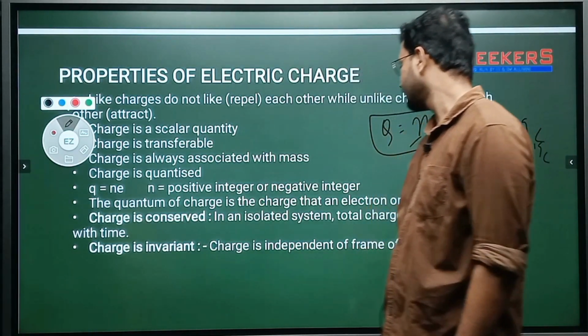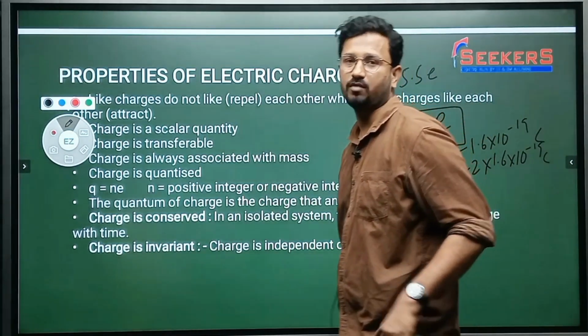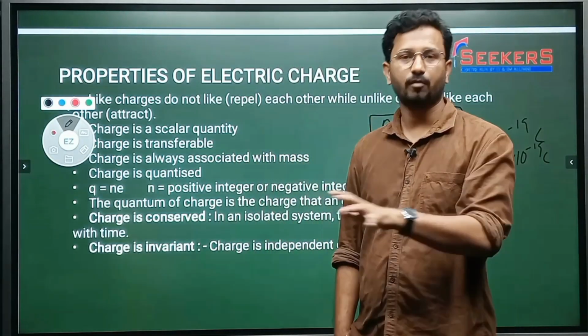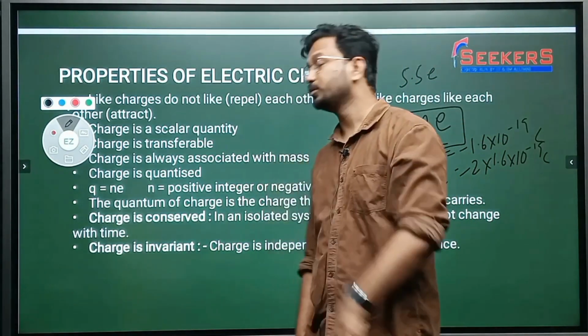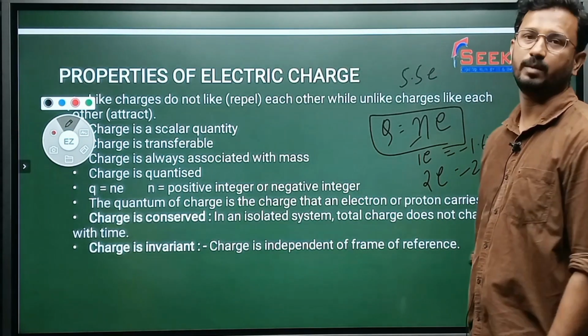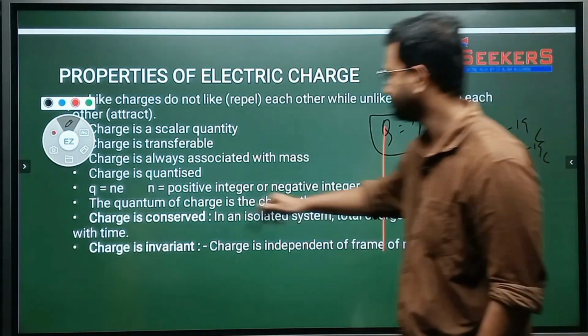Charge is conserved. In an isolated system, total charge does not change with time. Charge is always conserved. If the total charge is 5 coulomb, it will always remain 5 coulomb. It may transfer from one object to another, but it will remain conserved. Charge is independent of frame of reference. It does not change with respect to the frame of reference.